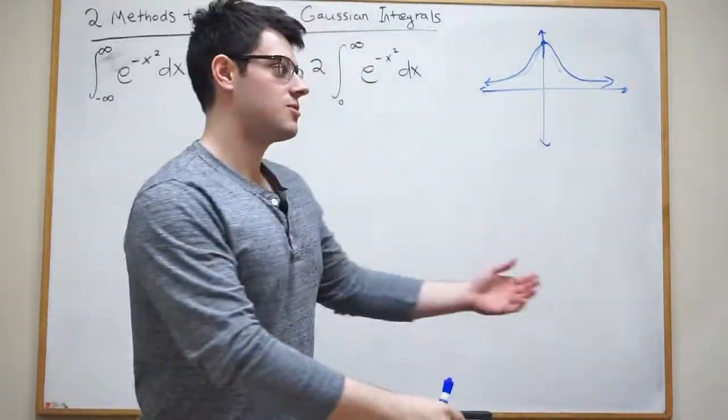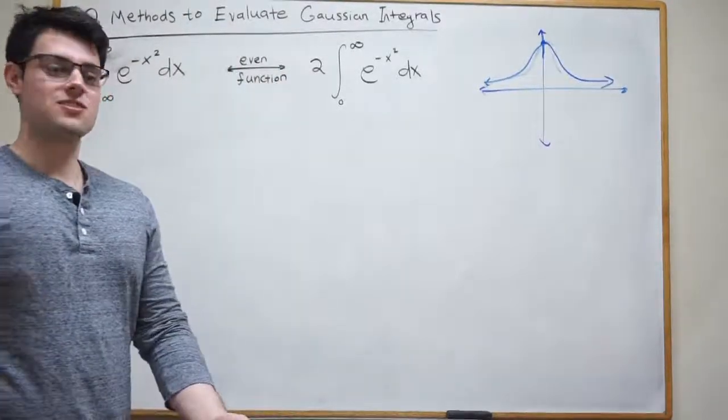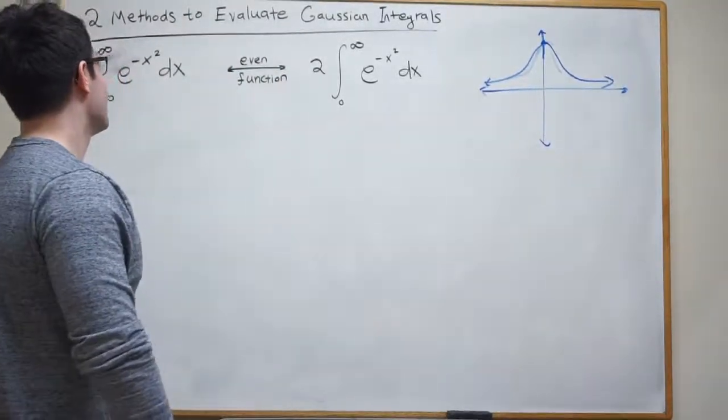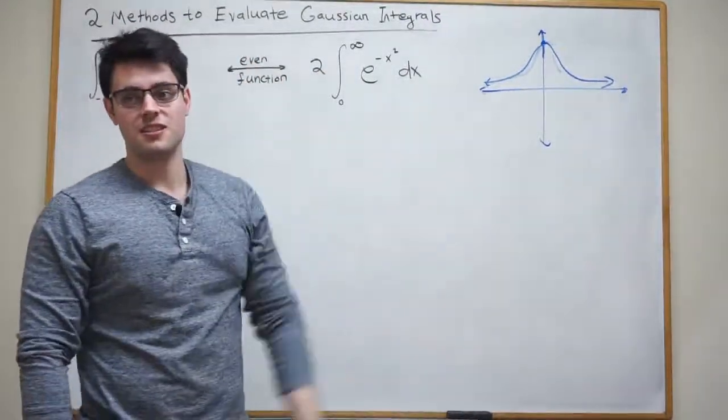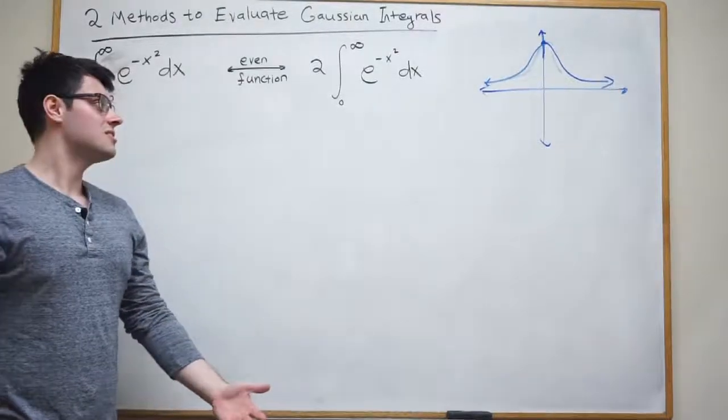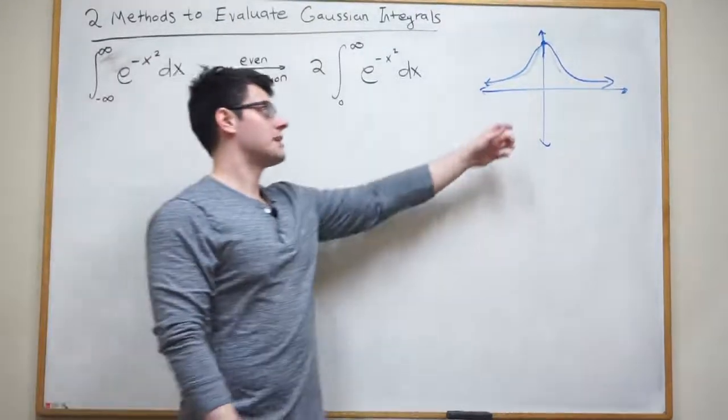I'm a graduate student who has a certain interest in math, and so we're just going to talk about more math today. And today we're going to talk about two methods to evaluate Gaussian integrals. And so what's a Gaussian integral? It's a functional form that looks like this.